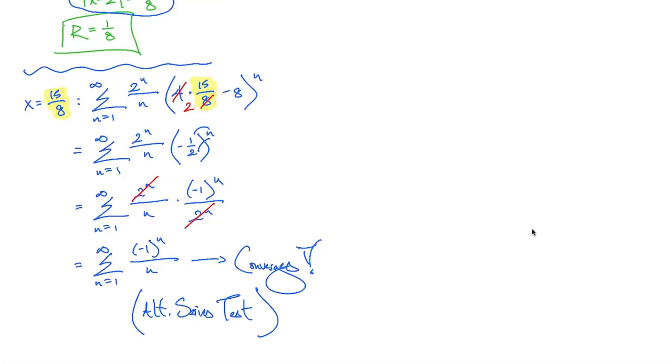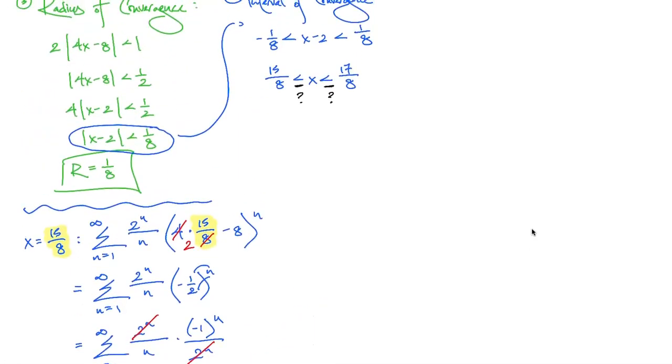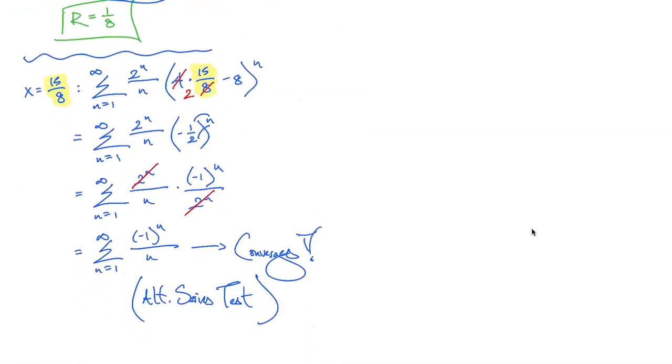Okay. Now what that means is when I go back to my endpoint for 15/8, this time I do want to include that equal sign, because at an x value of 15/8, it does converge. Okay. Now we need to test the other endpoint.